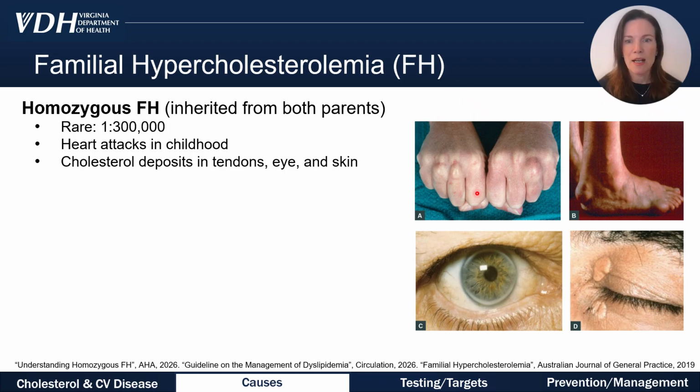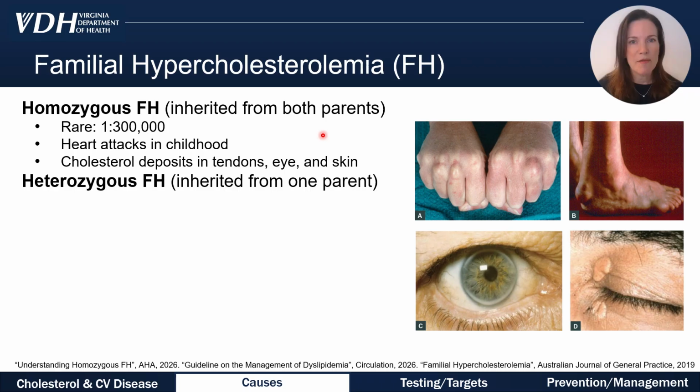We see cholesterol accumulations in the tendons on the hands in this picture, and in the Achilles tendon, which is on the back of the heel in this picture. On the eye, we see this white rim of cholesterol deposit, and then it also creates deposits under the skin, especially around the eye. So again, fortunately, this is very rare, but it's severe, and it's something that's important to know about if it runs in your family and to be diagnosed early.